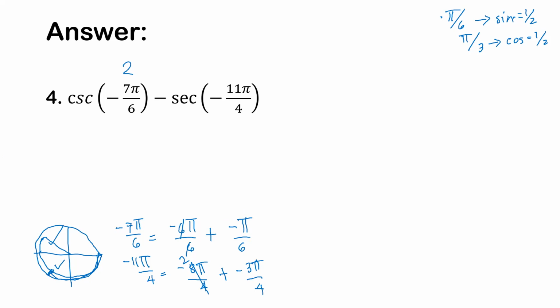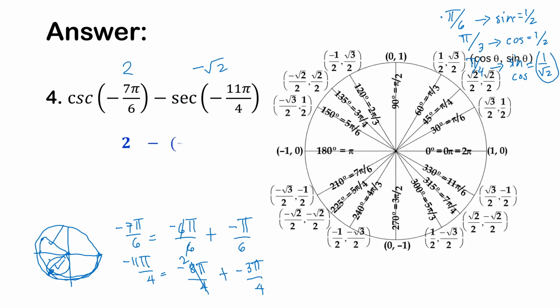Third quadrant, pero pi over 4 yung reference niya, yung nasa gitna, 45 degrees, square root of 2 over 2. Okay? Sa pi over 4, sine tsaka cosine, yun yung 1 over square root of 2 or square root of 2 over 2. So yung reciprocal nila, pareho silang equal dito, square root of 2. Pero negative or positive? Remember, we're on the third quadrant, so it will be negative. Okay? Kaya ang magiging answer natin ay 2 minus negative, kaya 2 plus square root of 2.